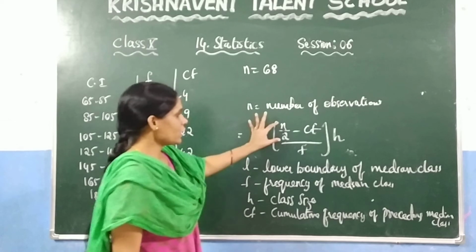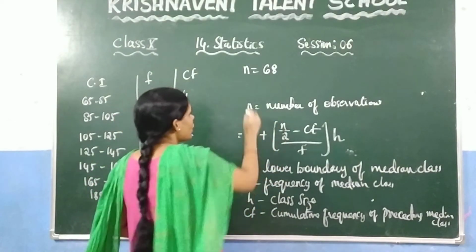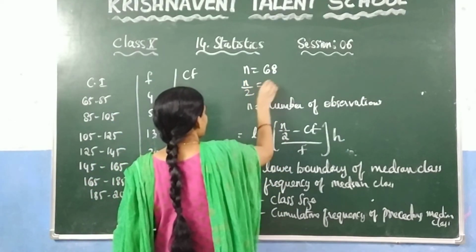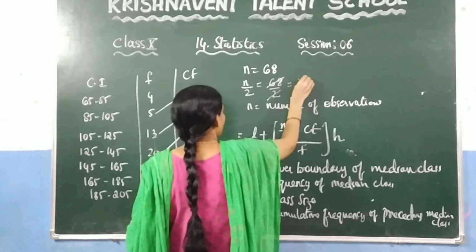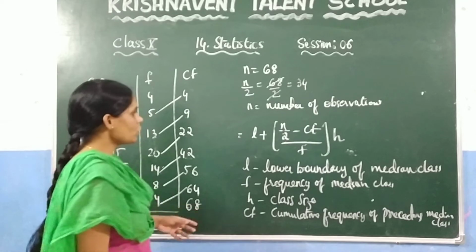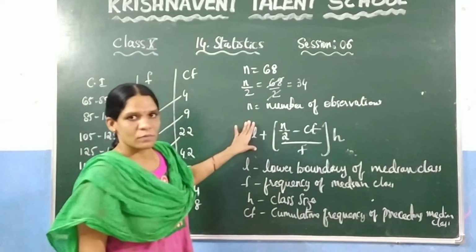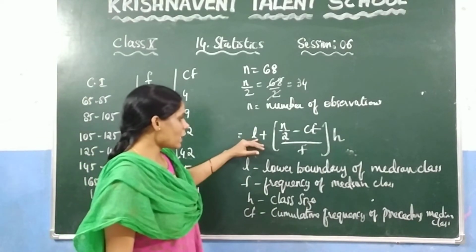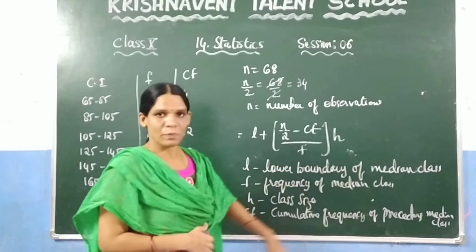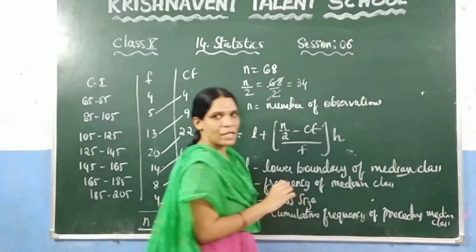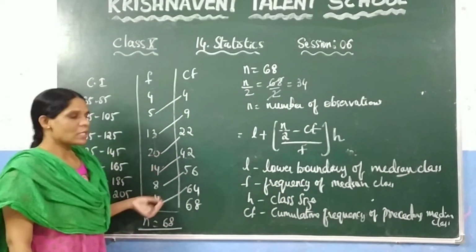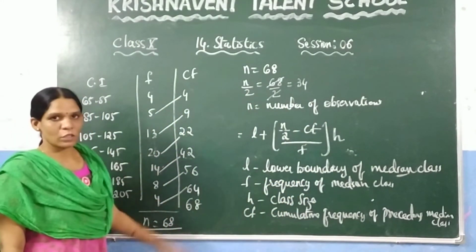Now here you need to find the value of n by 2. What is the value of n by 2? Which is nothing but 68 by 2. Here which gives you 34. Now here you need to find the value of L. What is meant by L, which is nothing but the lower boundary of the median class. That means you need to know what is meant by the median class. If you can find the median class, in that the lower limit will be the lower boundary.